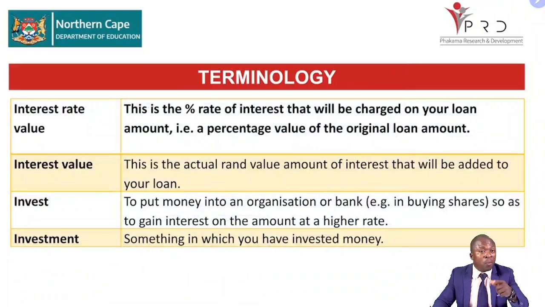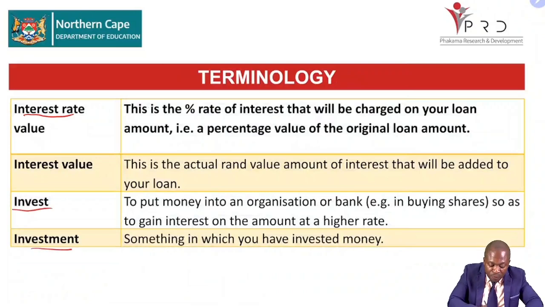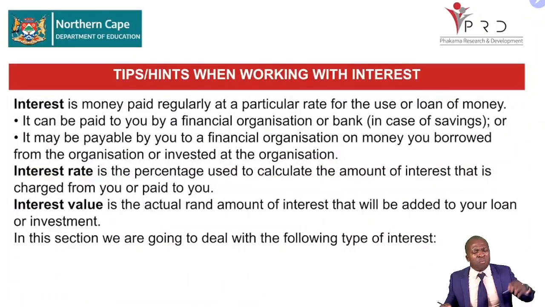Because remember, whether it's paper 1 or paper 2, we will be asking you to explain or define at least 2 or 3 words that are related to the topic that you are dealing with. So issues like interest rate, you have to know what it is. What is to invest? What is an investment? What is an interest value? These are things that we are hoping by this time you should be fine.